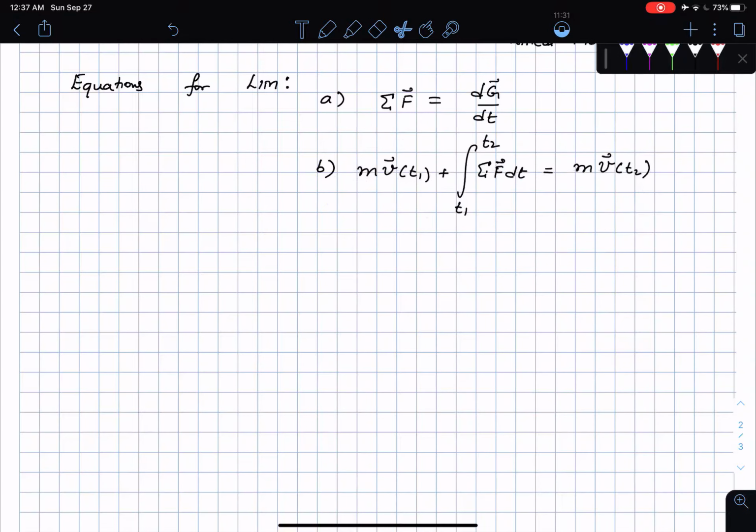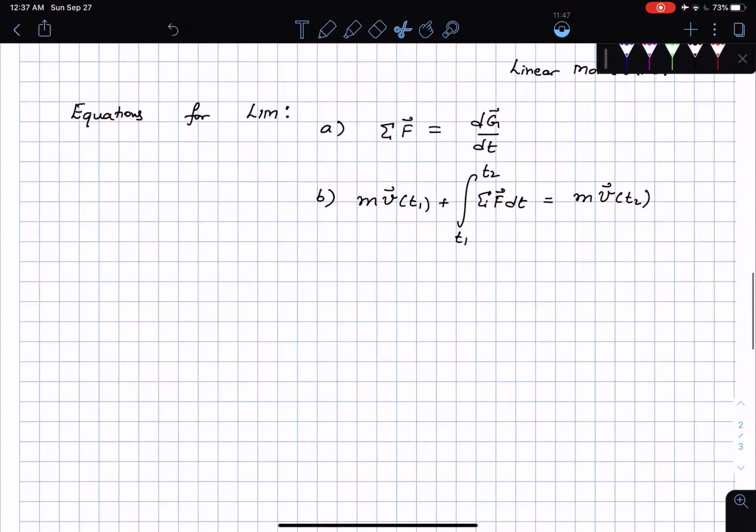And the usefulness of these things will be more evident when we start solving problems, especially problems on collisions. Always be wary of externally applied forces, like kinetic friction forces, reaction forces, and so on, because you have to include them in all of your calculations when you're doing linear impulse momentum. Okay, so these are the equations for linear impulse momentum.